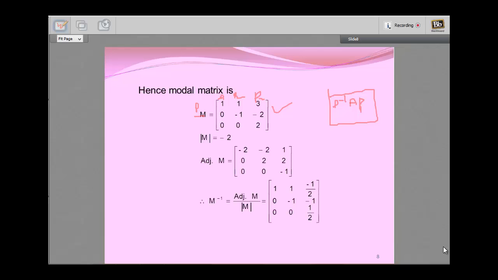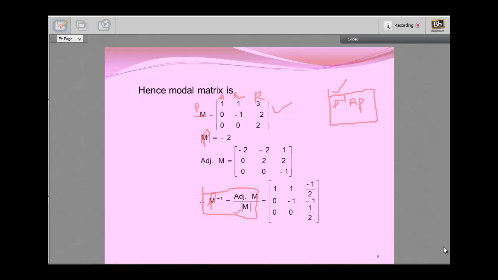The second formula is: M inverse is equal to adjoint of M upon determinant of M. This is the second formula. So we have to find P inverse using this formula. First of all, find the determinant of P. The determinant of P will be equal to, if you solve it, minus 2.